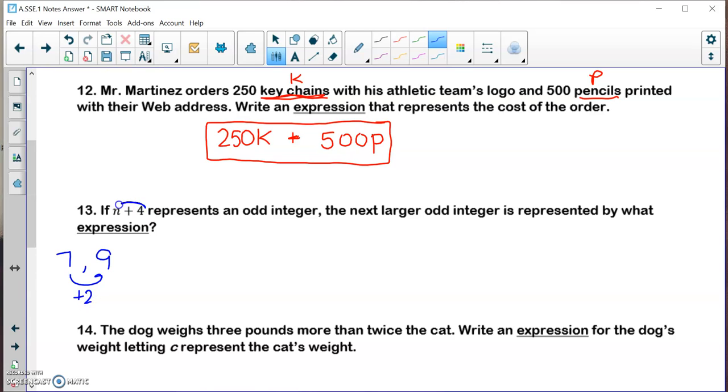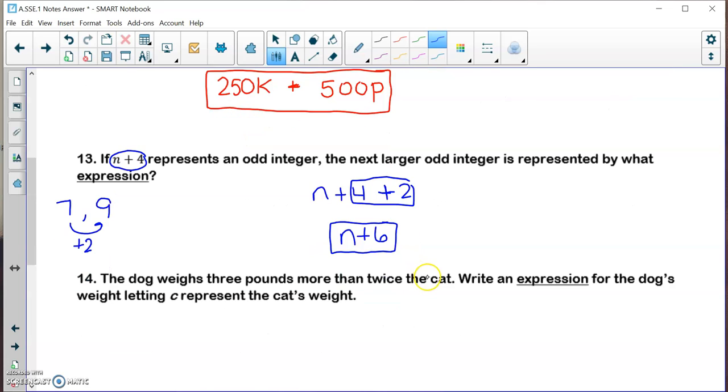So if I had the odd integer n plus 4, I would need to add 2 to that odd integer to get to the next larger odd integer. And so now combining the 4 and 2 together, I get an n plus a 6. That is my next larger odd integer.